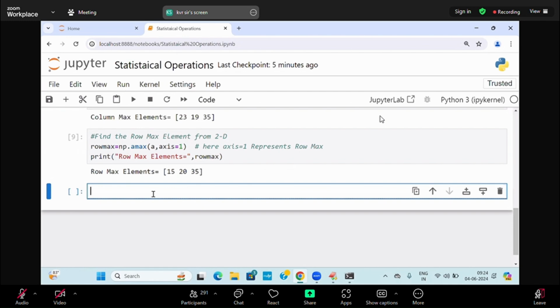Latecomers are not allowed. Strictly not allowed. The grace period was 25 minutes, and now it is 9:24. Not allowed. Close the door.